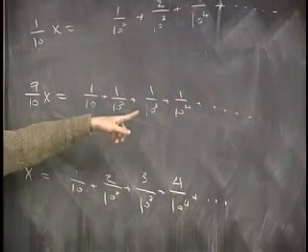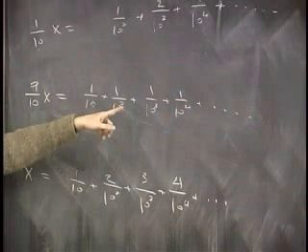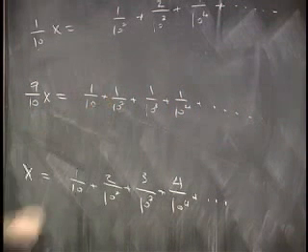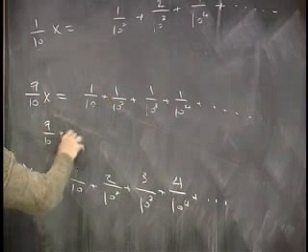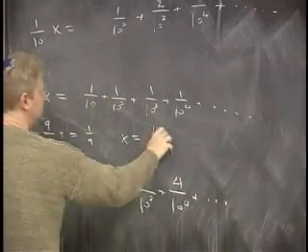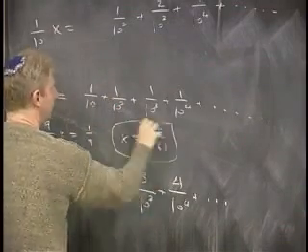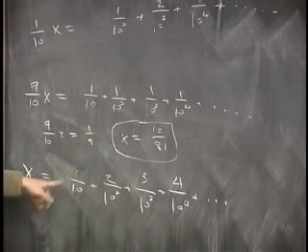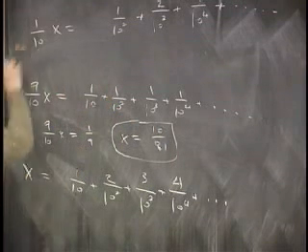What does that equal? Who knows what that equals? 9/10 x equals a ninth. So x equals 10 over 81. This equals 10 over 81. Okay.